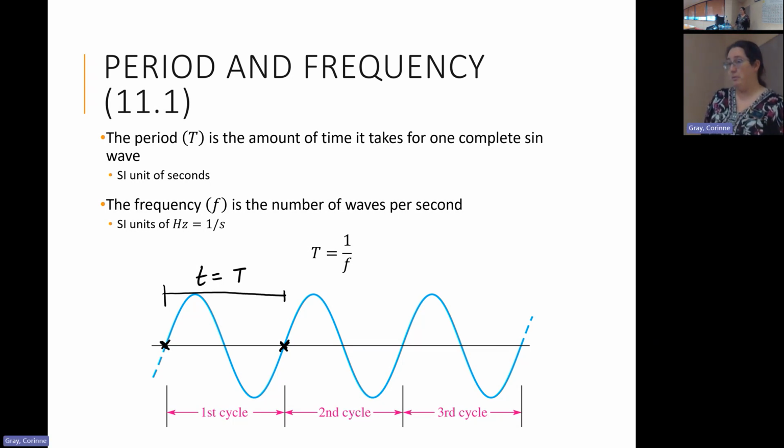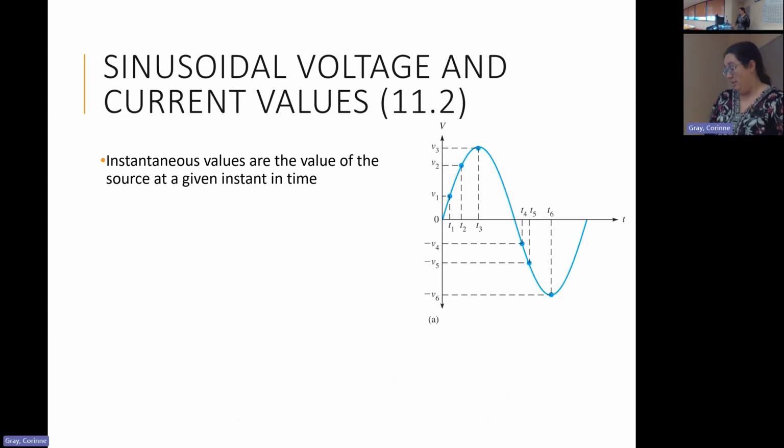Questions on period and frequency? So, right, we need to talk about sinusoidal voltage and current values. With this, very often we're going to look at what is referred to as the instantaneous value. So that is the value at a very specific instant in time.